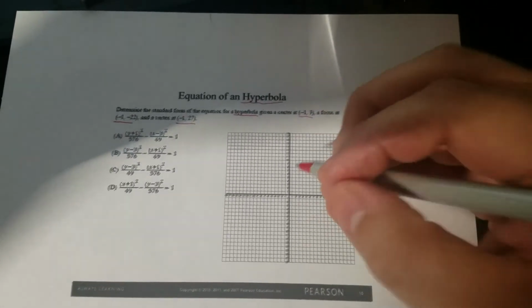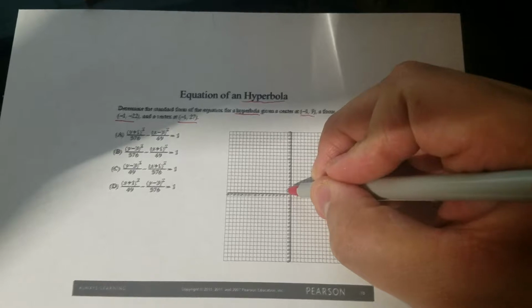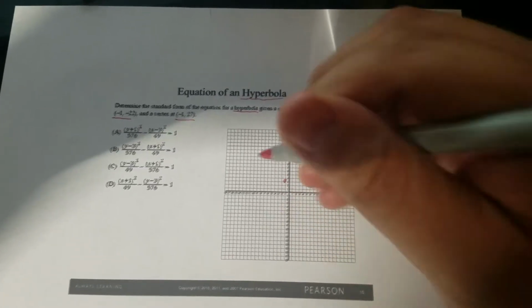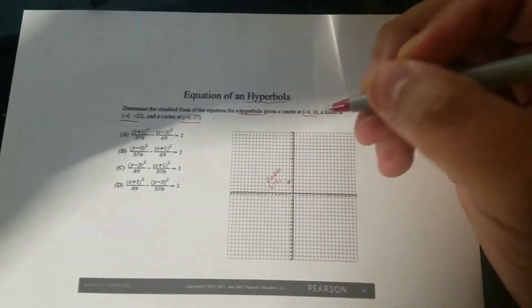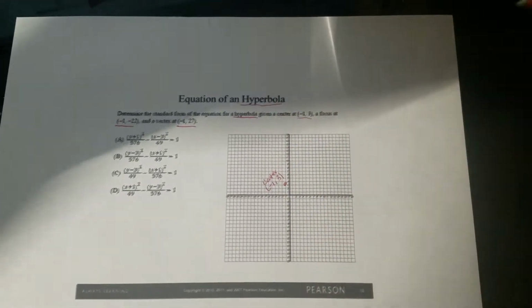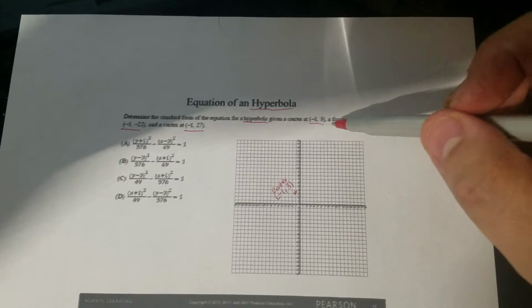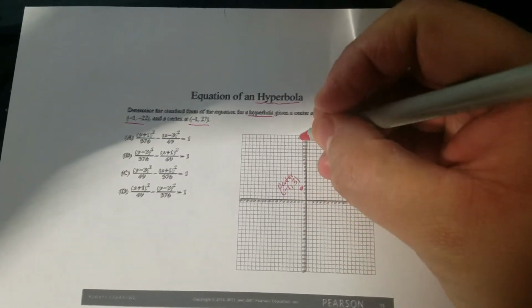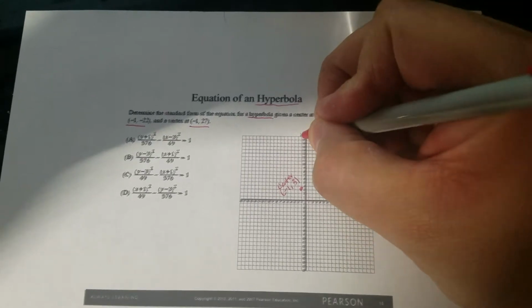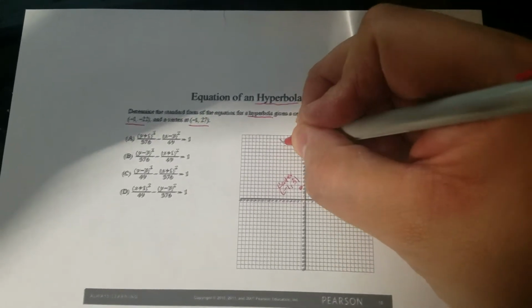So my center is at negative 1, positive 3. So 1, 2, 3. This is my center. Negative 1, positive 3. They told me that my focus is at negative 1, negative 22. So at negative 1, and I mean, this is way too big, so I'm just going to put it over here anyway. So this is my focus.